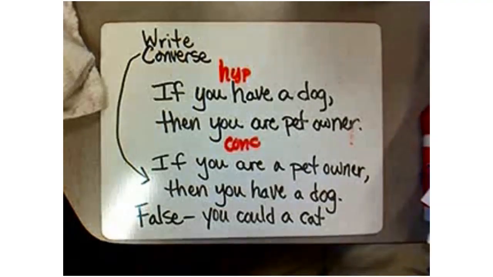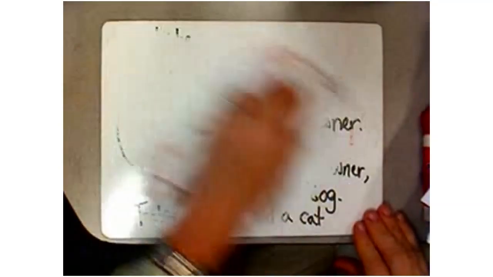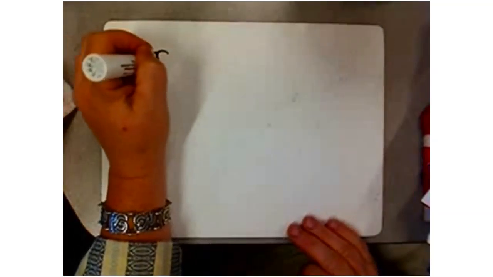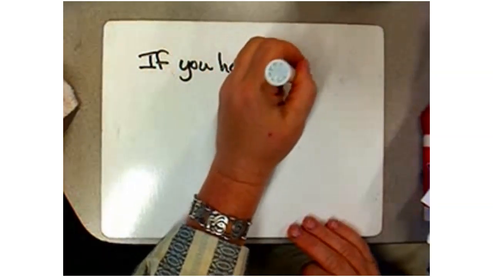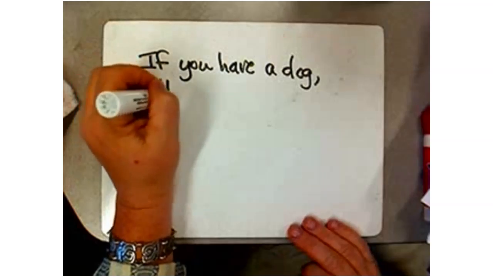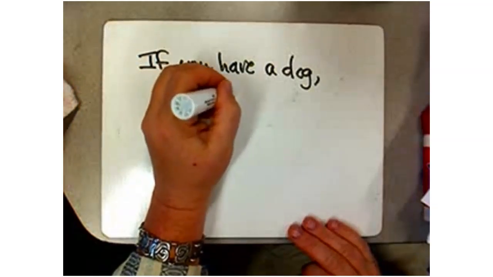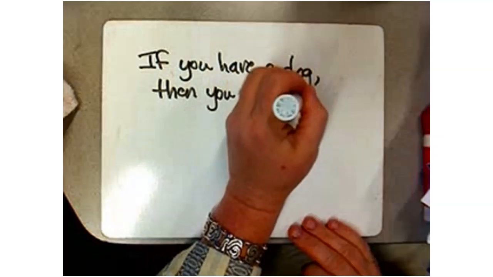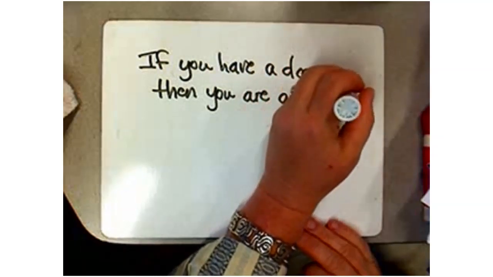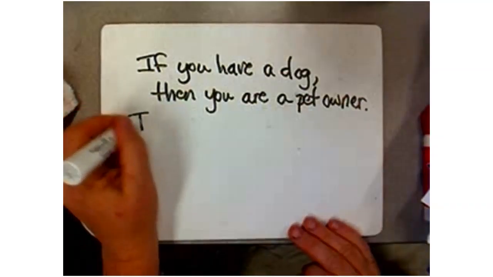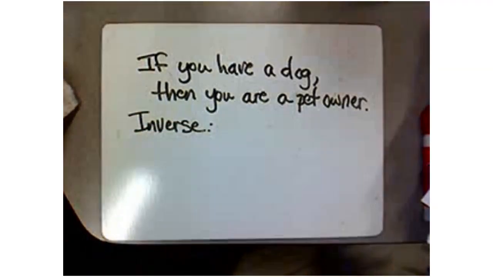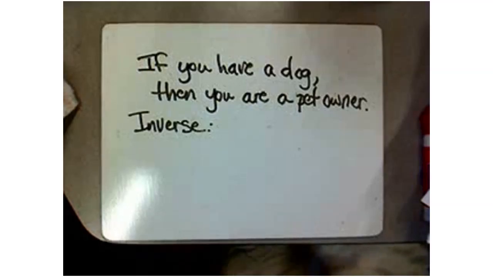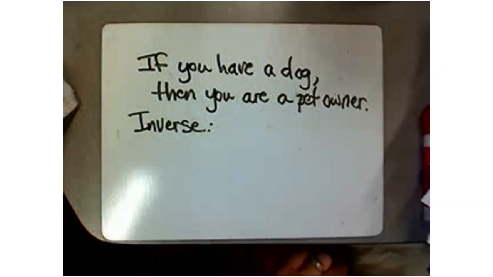Let's practice something else with the same statement, just for fun. So we did the converse with the same conditional statement. If you have a dog, then you are a pet owner. Let's write the inverse. Let's keep focused on this. Let's write the inverse to, if you have a dog, then you are a pet owner.